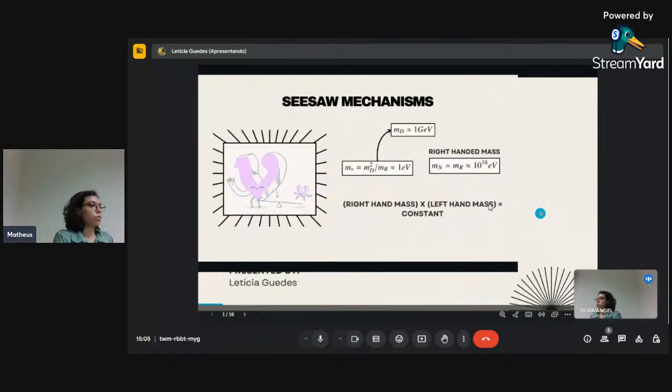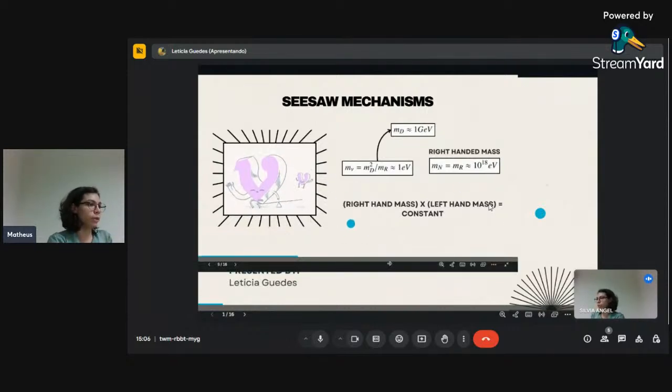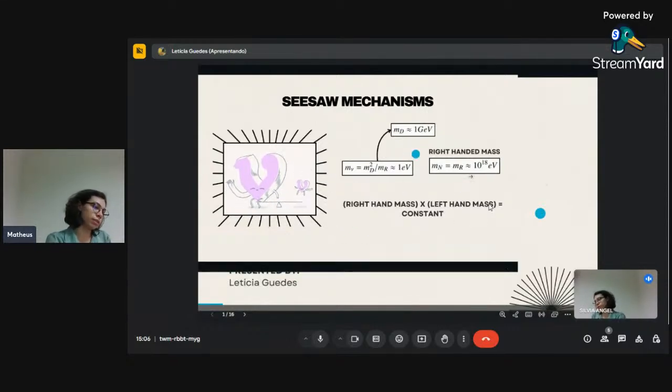The Seesaw mechanisms in general are all basically the same concept: you have a large scale to explain a small scale in the mass of the little neutrino. In the case of the Seesaw type 1, this is what I took from Ricardo's slides. You have this relation, right? M_nu is the mass of the neutrino, M_R is the mass of the right-handed neutrino, M_D you put to one GeV, and there you have it.